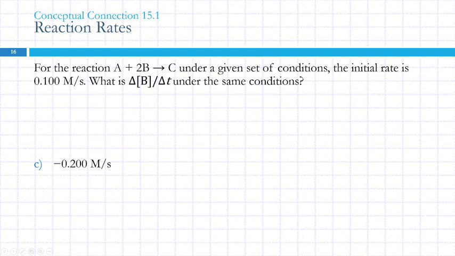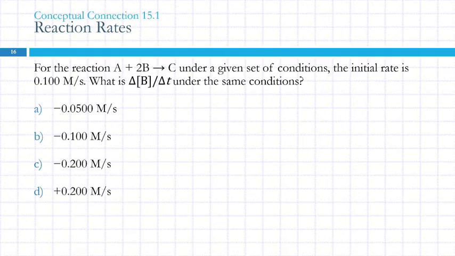So this is what I would do. We know that the rate is 0.100. Oh, yeah, there's the answer. We'll just ignore that. I can do this. I think I can do this. I did it.